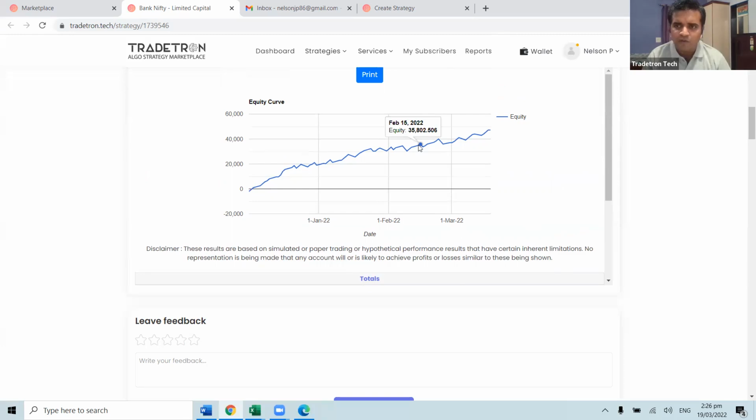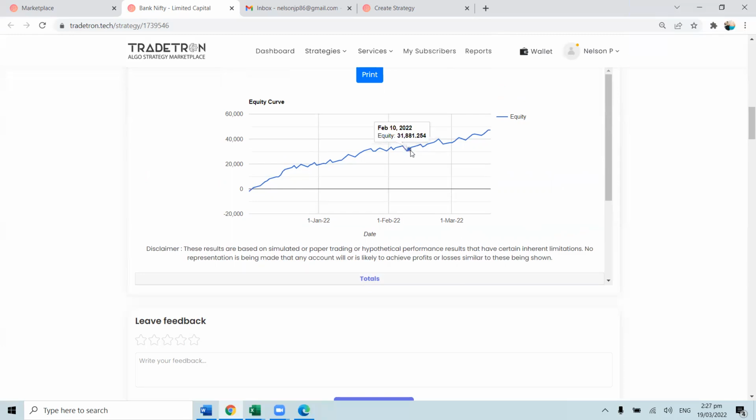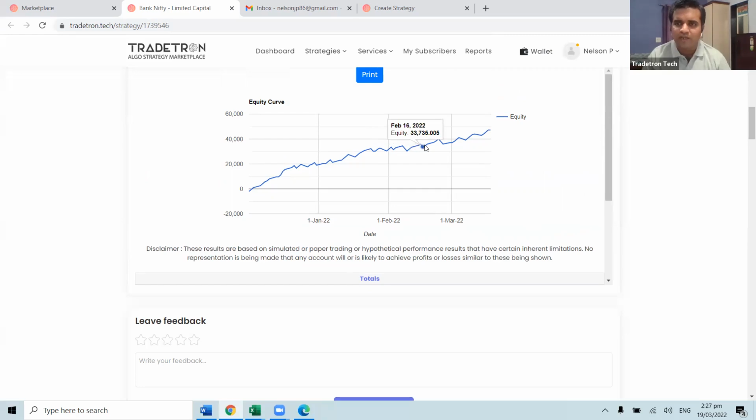How many days before? I think 5 to 6 days before. Yeah, so it takes about 2 weeks, sir, to start. So once you deploy a strategy or publish the strategy on the marketplace, it takes about 6 to 7 working days in order to start showing the parameters.